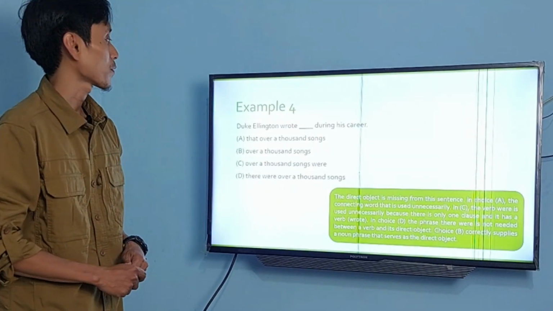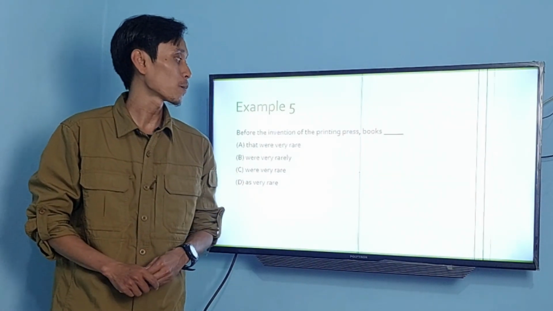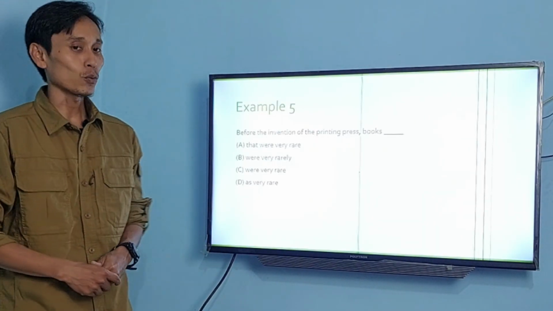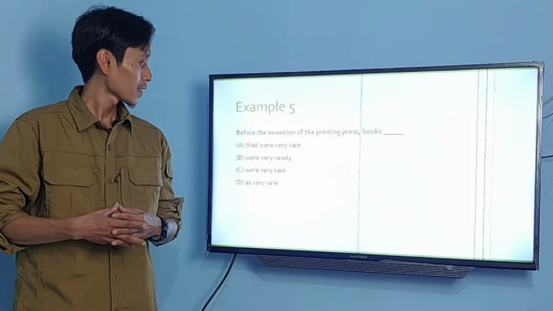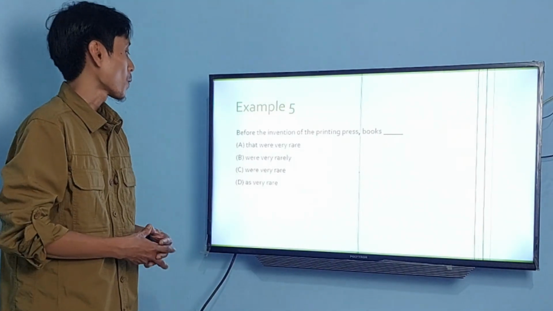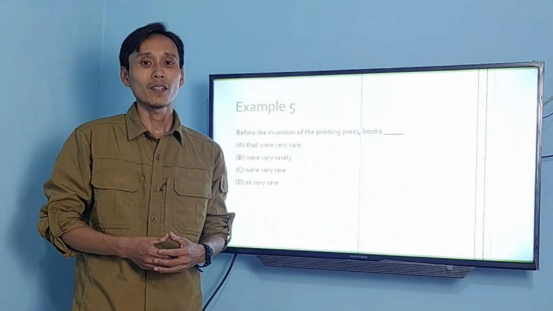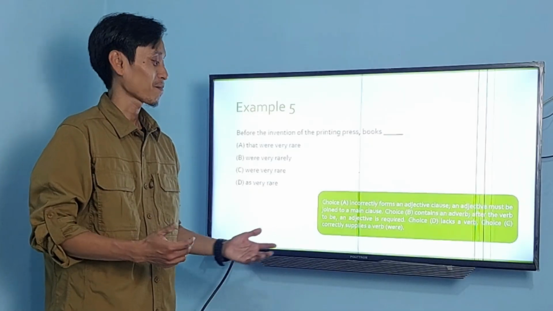Example number 5. "Before the invention of the printing press, books blah blah blah." A, that were very rare. B, were very rarely. C, were very rare. And D, is very rare. Which one is the correct answer? Yes, that's right. The answer is C.